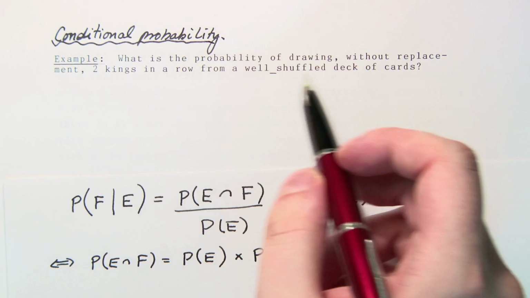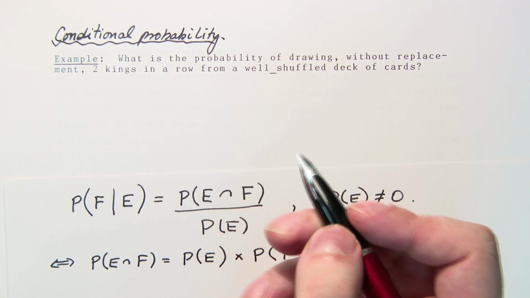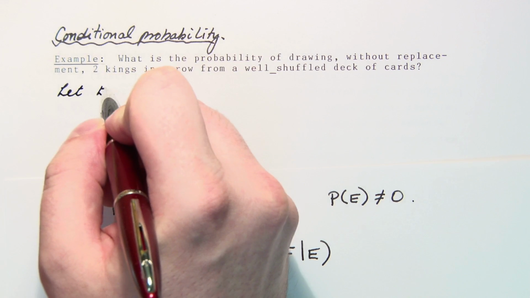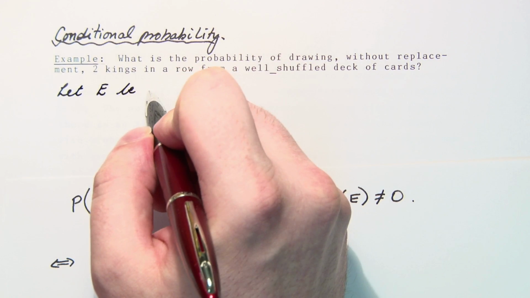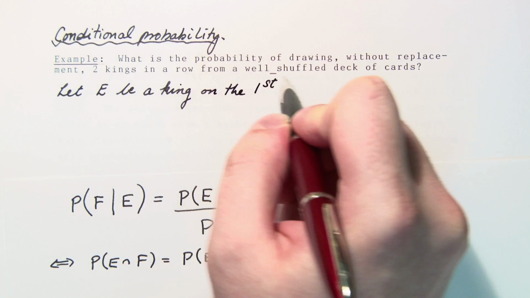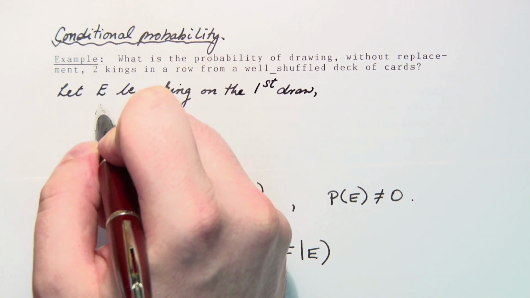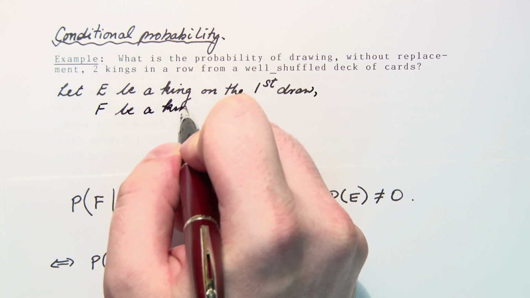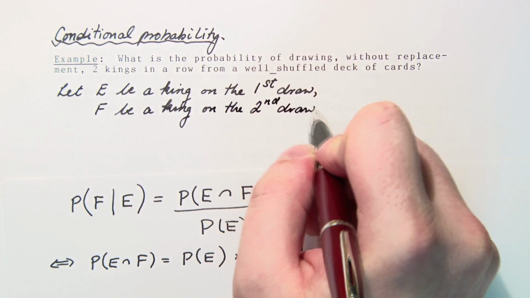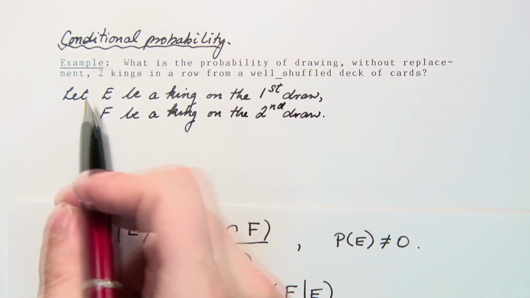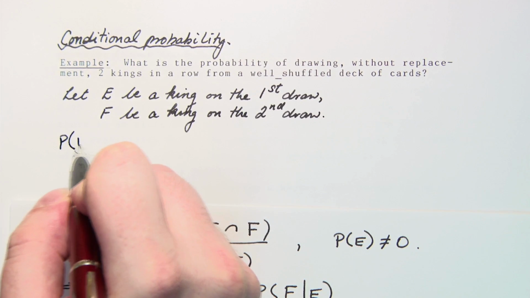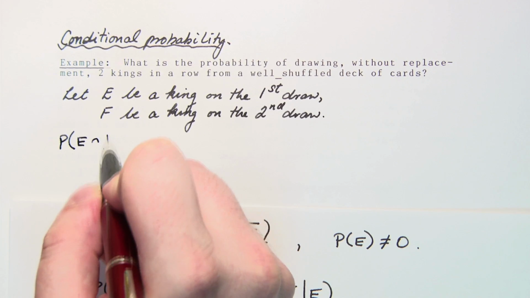So in this case, what is the probability of drawing without replacement 2 kings in a row from a well-shuffled deck of cards? So let E be a king on the first draw. And we'll let F be a king on the second draw. Okay. So what this is asking is the probability of drawing 2 kings in a row. So it's the probability of drawing a king on the first draw and drawing a king on the second draw.